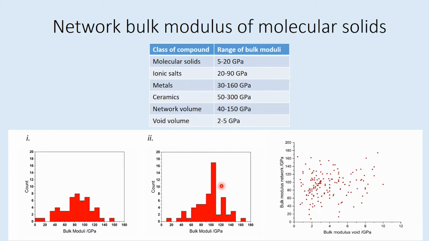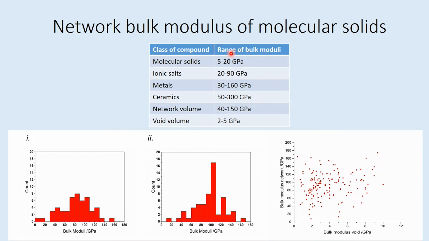Being able to break down the unit cell into occupied and void space also means we can study the strengths of them separately. We can do that by fitting equations of state to the trends in the compression of the data. It also allows us to compare these to other classes of compounds. The first thing to note is that these molecular solids at the top fall into a very narrow range of 5 to 20 GPa. That's something I'm going to come back to in a little bit, because most structures studied at high pressure tend to be molecular solids.